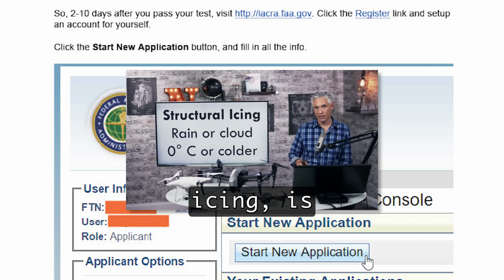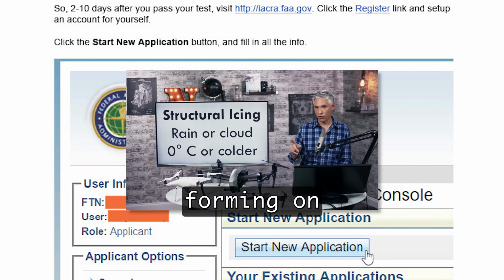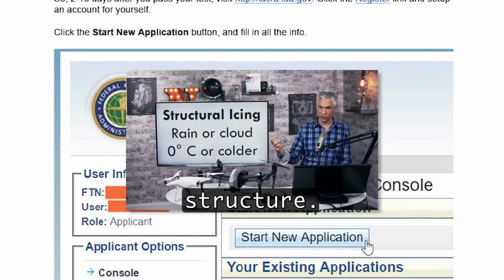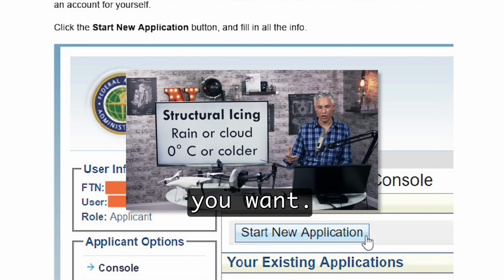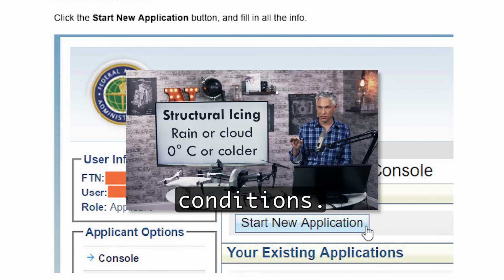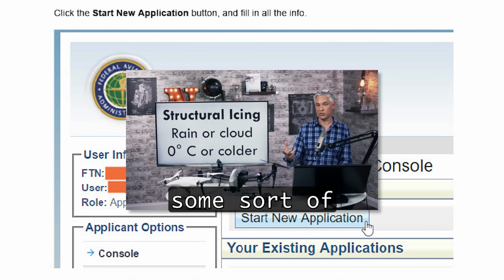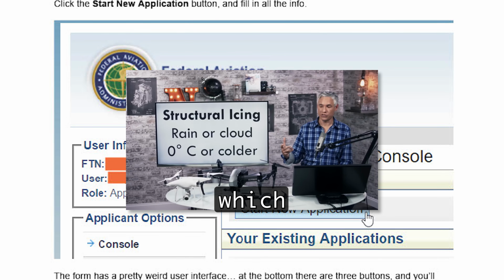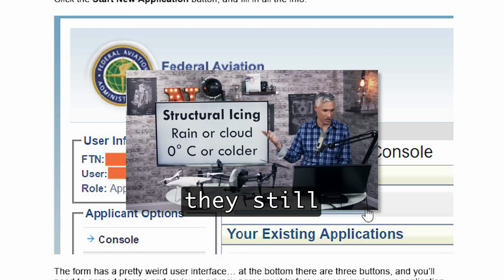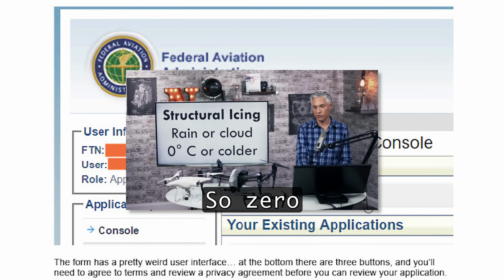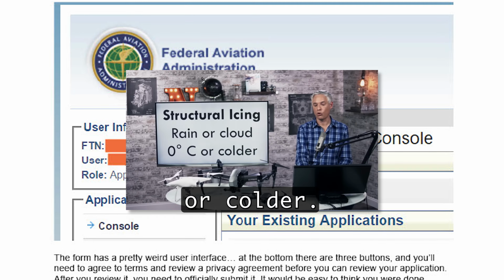Structural icing is ice forming on the wings or the plane or something and actually becoming part of the structure. It's scary. It's not something that you want. It can happen in a couple of conditions. You need some sort of water, some sort of precipitation, like it's raining or you're flying through a cloud, which you shouldn't be doing either of those, but they still want you to know about it. And it needs to be cold, like below freezing, so 0 degrees Celsius, where water freezes, or colder.